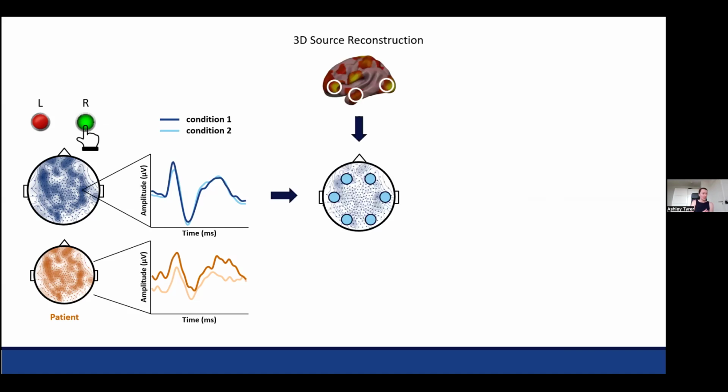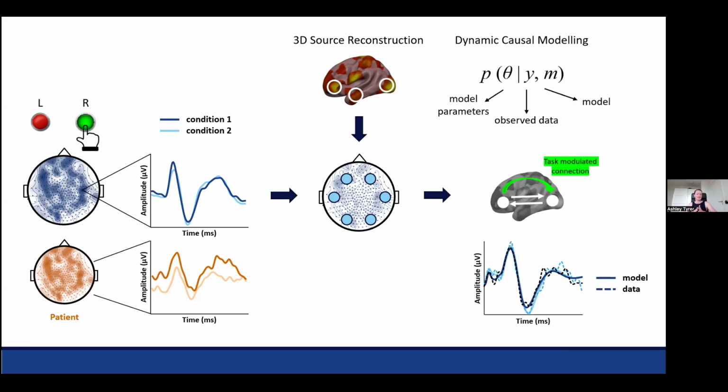So what we can do is map our EEG channels in 3D space in the brain using 3D spatiotemporal source reconstruction, which estimates the distribution of cortical sources that may give rise to these EEG signals, these ERPs that we observe at the sensor level. And we can use this to infer a network of active sources that may generate these ERPs. And we can use DCM to do this.